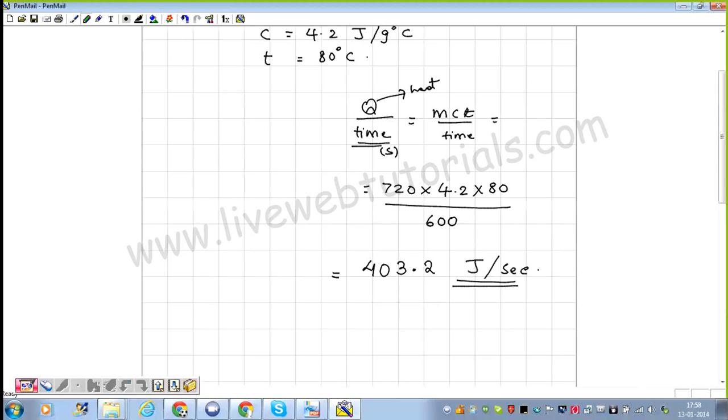Also remember, joules per second is the unit of power. So basically you can write this as 403.2 watts also. Quantity of heat per second, joules per second, means power. That can be even in watts.